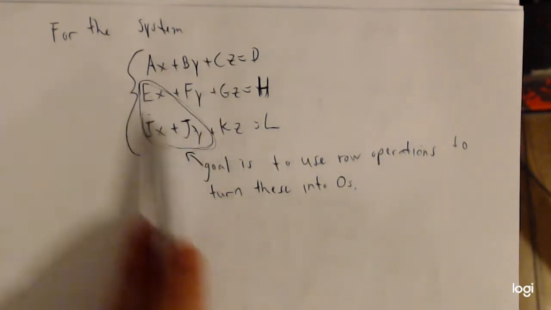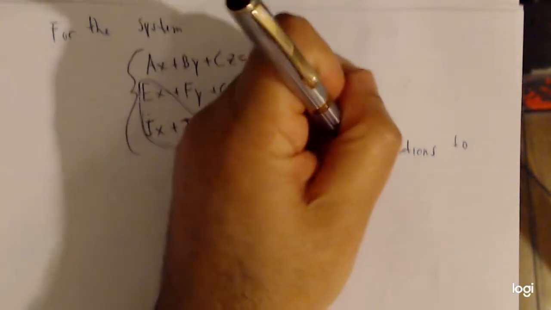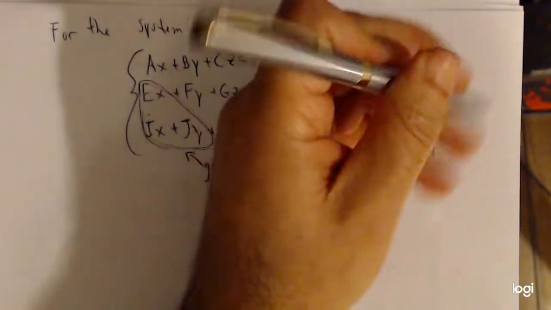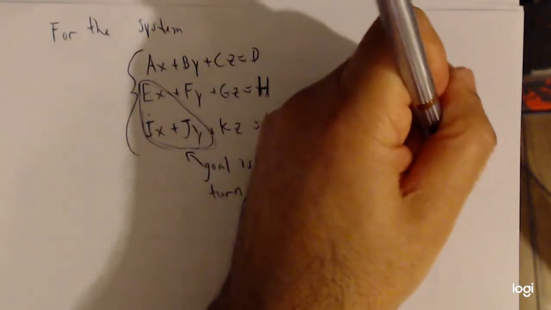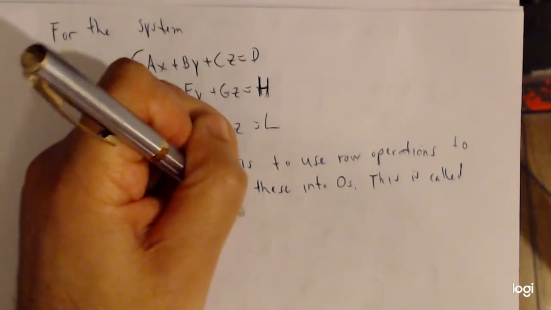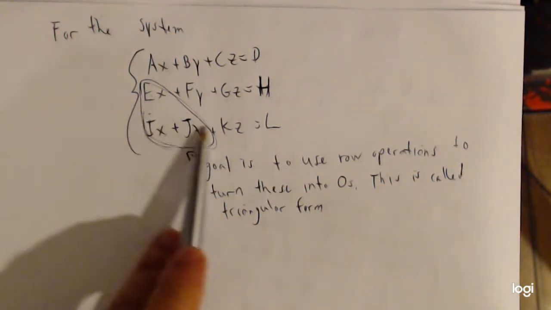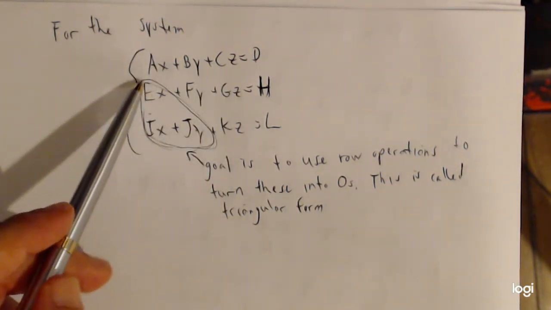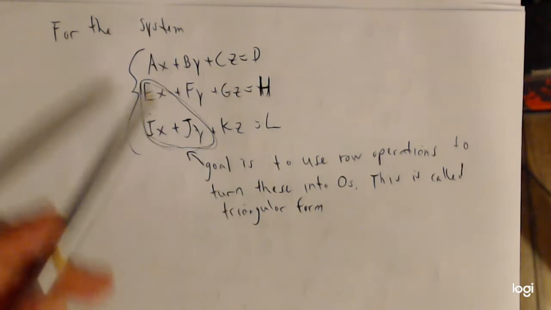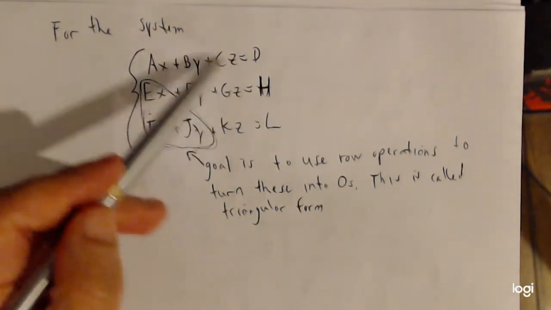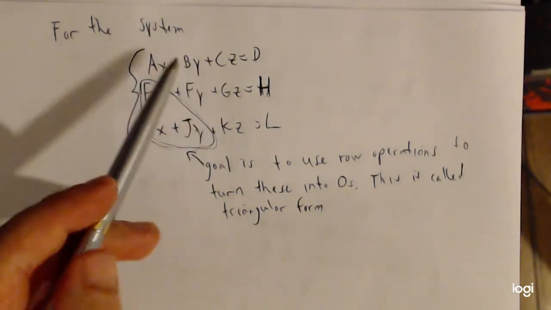But by doing this, what we're doing here is called triangular form. So what I've done is put this in triangular form, meaning that I turned the bottom three terms into zeros, or you could have also turned the upper three terms above the main diagonal into zeros.